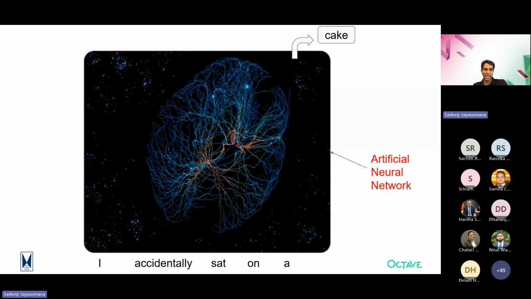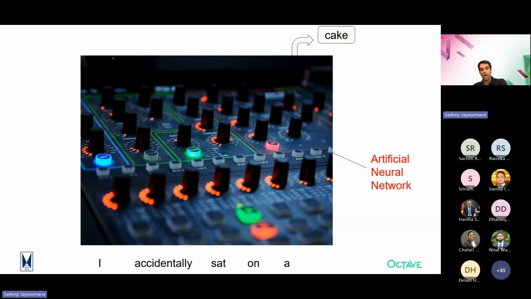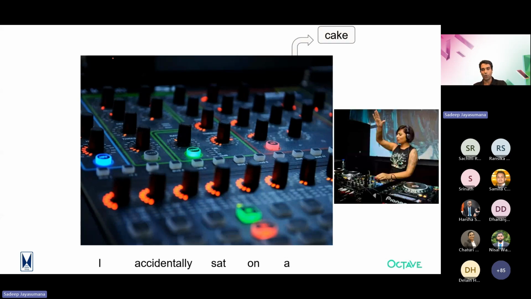So I've drawn a brain here, but actually this is implemented on a computer. Your artificial neural network that you implement inside the computer will have multiple knobs, like these knobs shown here, and then you can turn them to get the required output, right? So just like a DJ would optimize for the output, you can turn these knobs and get the output you require.